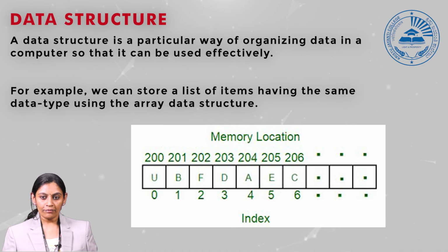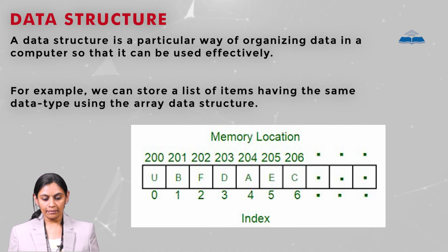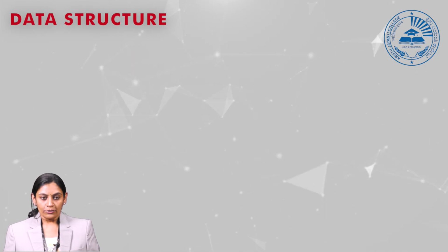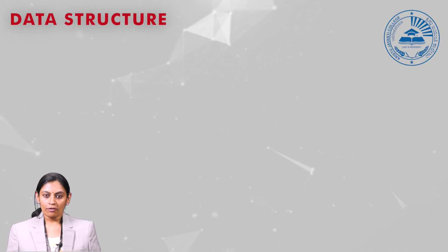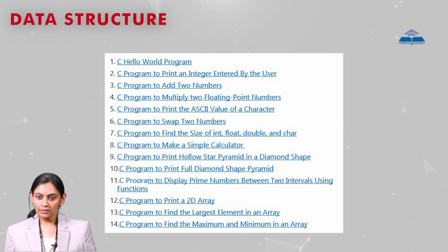So it is a particular way of organizing. We have created a character array and organized the elements according to the memory locations. Accordingly, the memory locations and the indexes are mentioned in the figure. Moving on to the next one. The representation of a particular data structure in the main memory of the computer is called a storage structure.